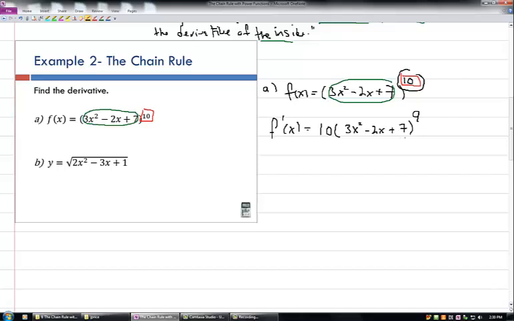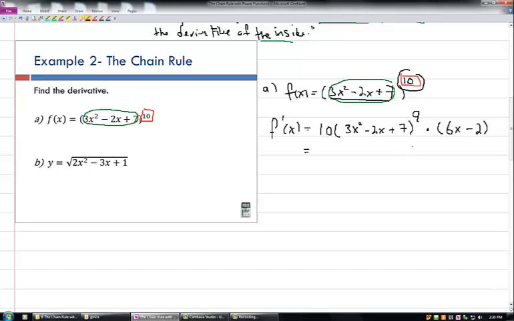So that's the derivative of the outside. And then I'll multiply by, and I say the derivative of the inside. So here's my inside piece, this 3x squared minus 2x plus 7. So times the derivative of 3x squared is a 6x, it's just a power rule, minus 2. And that's my answer. You could leave it like this.